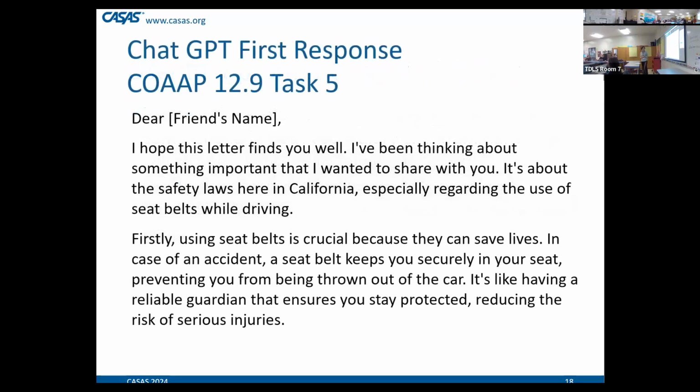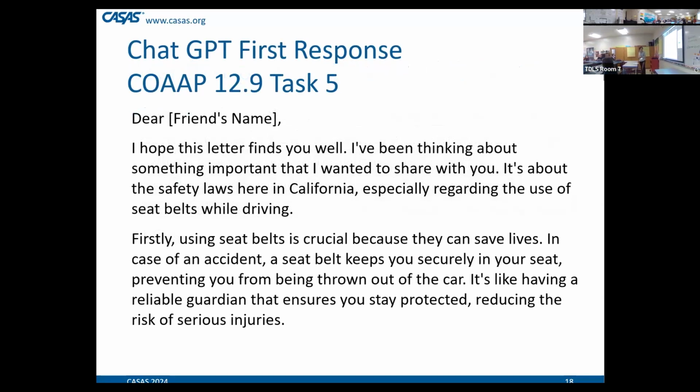Go ahead, Lori. So this is a letter that came up, and again, I'll read it because it's kind of small. "Dear friend's name, I hope this letter finds you well. I've been thinking about something important that I want to share with you. It's about the safety laws here in California, especially regarding the use of seatbelts while driving." Okay, you set it up. "Firstly, using seatbelts is crucial because they can save lives."